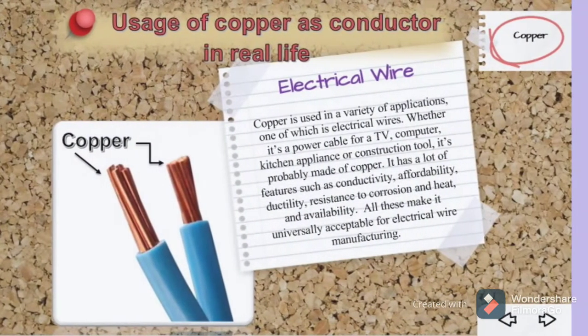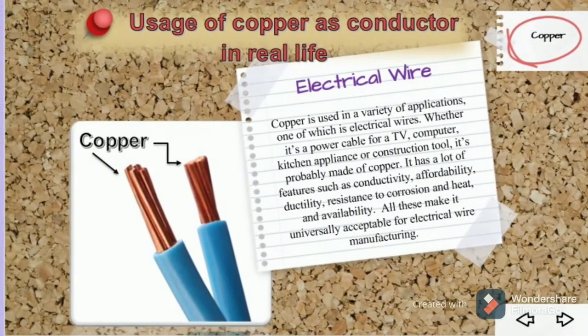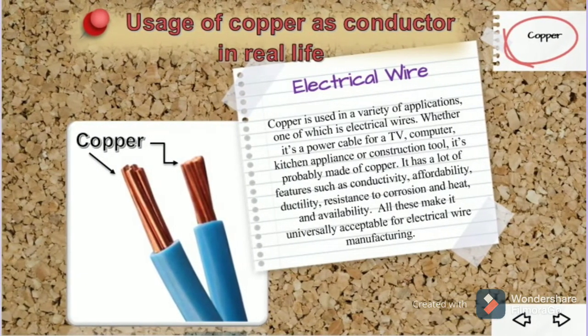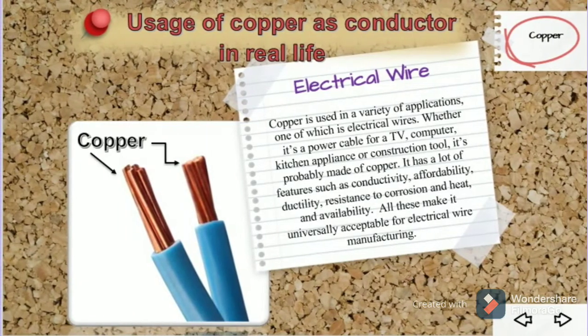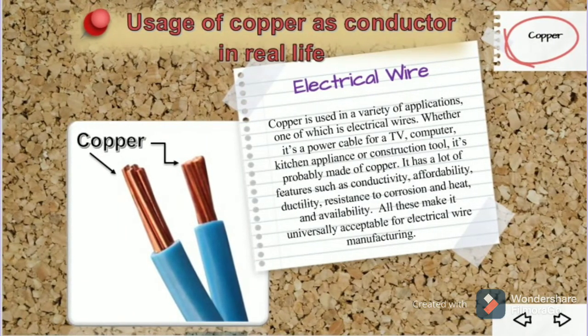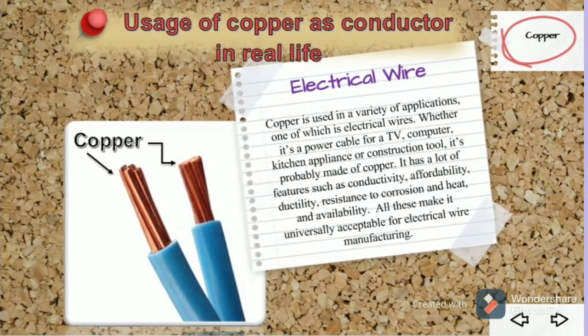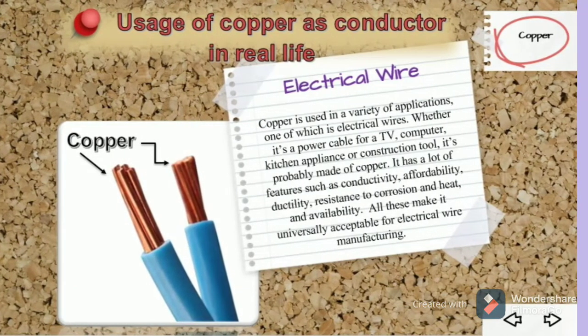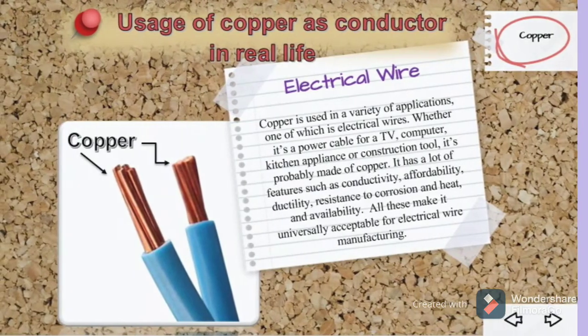Next is the usage of copper as a conductor in real life. Copper is used in a variety of applications, one of which is electrical wire. Whether it is a power cable for a TV, computer, kitchen appliance, or construction tool, it's probably made of copper. All of the properties that I've presented before make it universally acceptable for electrical wire manufacturing.